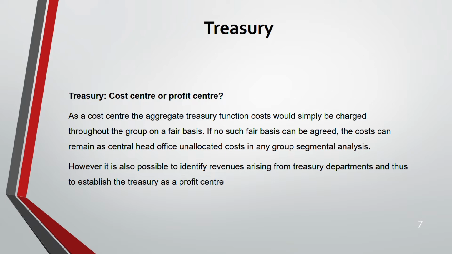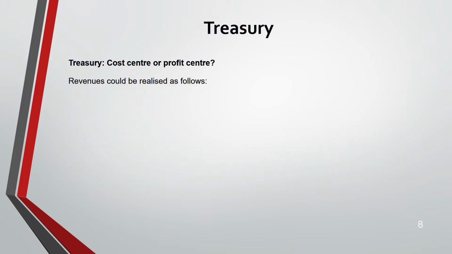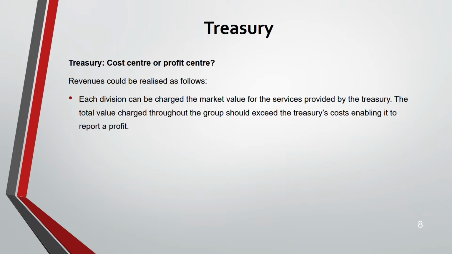So these are the ways through which revenues could be realized in a treasury function. Number one, each division might be charged the market value of the services provided by the treasury. What is the treasurer doing? They are providing a service only to the company, giving their expertise and advice on investment appraisal, telling which risk to hedge and how. Services only. So for that service, they can charge market value from each division, and whatever amount they get is their revenue. But make sure that when they are charging, it should be more than their cost. That's how they are going to get a profit.